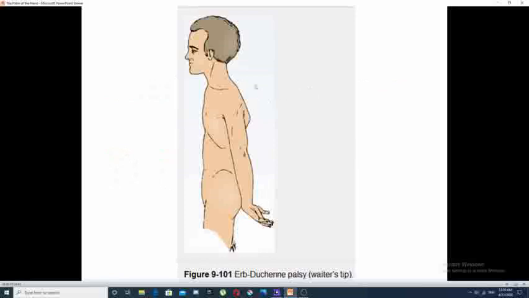In this figure, you can see this disease in the upper limb, where it's called Erb's-Duchenne palsy due to disease or damage to the upper trunk of the brachial plexus. Another name is waiter's tip. Tip means hand. It refers to the position of the hand, which is rotated like that.